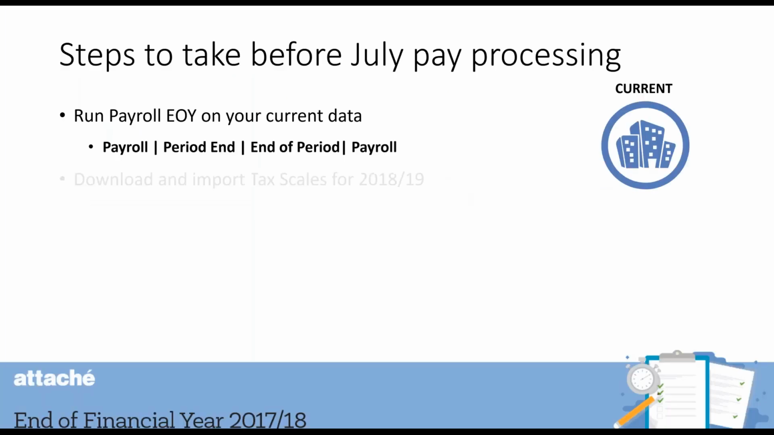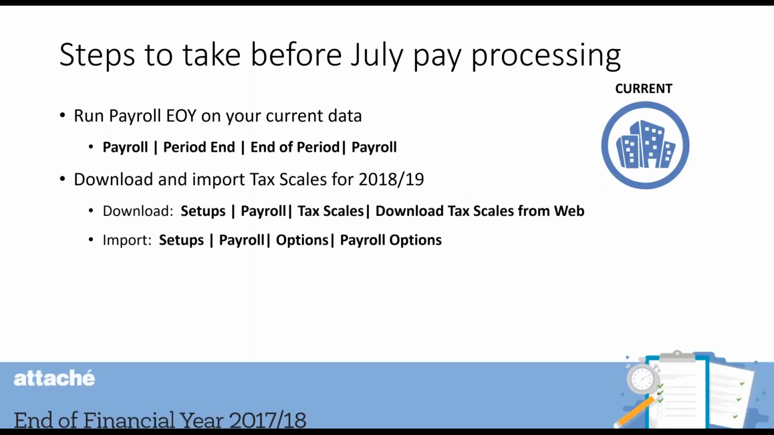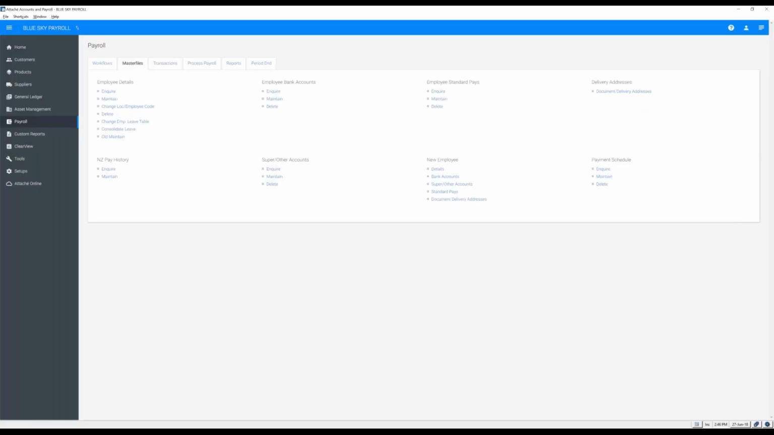The next step we need to take is to update the tax scales for 2018-19 and check the tax details. Now this is to make sure that when you process your first pays in July, you're using the correct tax scales for your employees. So let's take a look at firstly how to download the tax scales in Attaché.